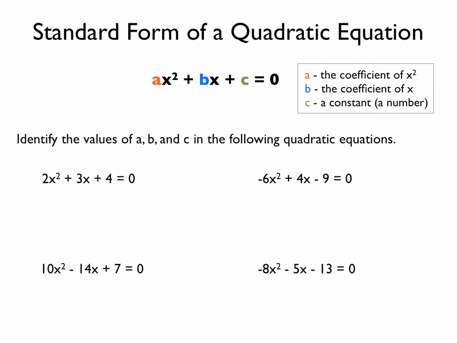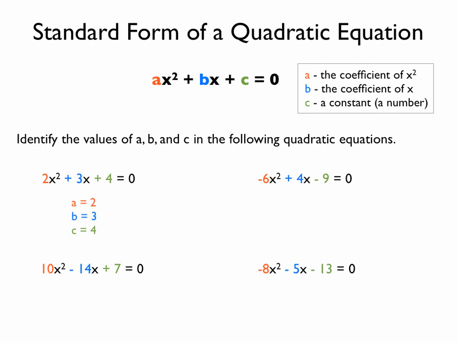Alright, let's see if you did a great job. So the first thing I'm going to do is color code this so you can easily see the answers. So in this first one, the value of a is 2. We know this because it's the coefficient of x squared. The coefficient of x is 3, so that makes our b equal to 3. And then our constant is 4, so c equals 4.